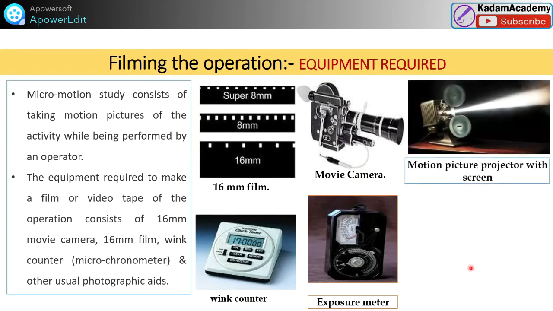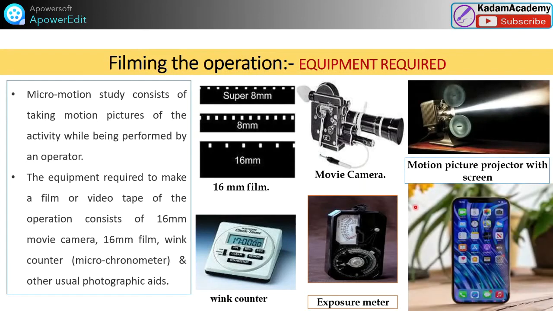After that, the motion picture projector to observe and do the analysis. Nowadays, you can take very good quality video using the latest cameras. By using a mobile also we can do all these things. This is also required along with the exposure meter. And these are the equipments.